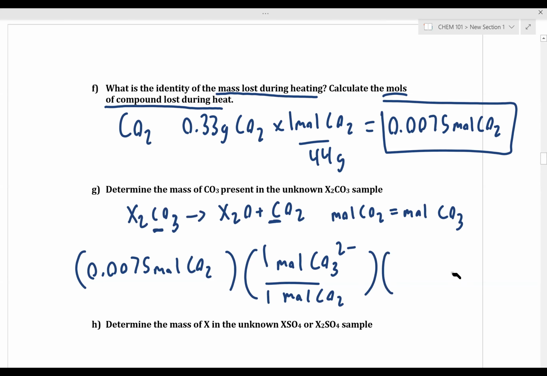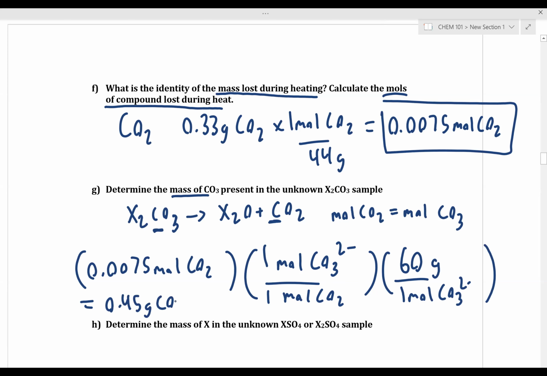Now, given that we're asked to report the mass of carbonate, we need to convert from moles of carbonate to grams. So how many grams are in 1 mole of carbonate? What's the molar mass of carbonate? So 12 plus 16 times 3, it's a mass of about 60. So now we can punch this into our calculator. 60 times 0.0075, and that gives us 0.45 grams of carbonate.